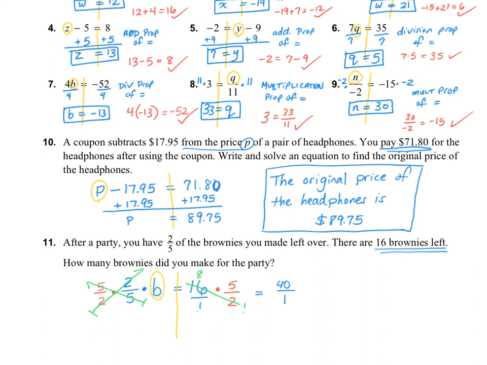So the answer is, how many brownies did you bake for the party? You made 40 brownies. All right, thanks for watching.